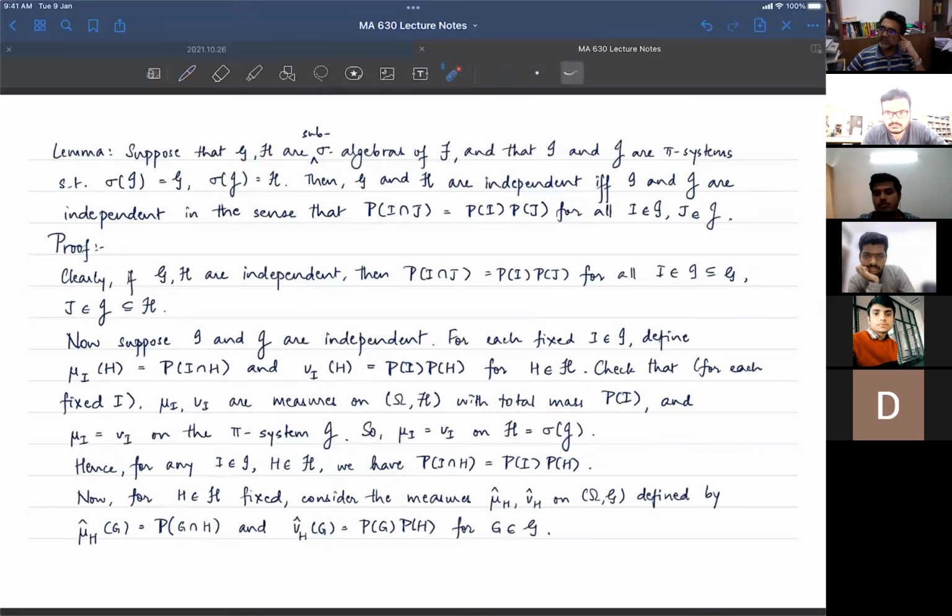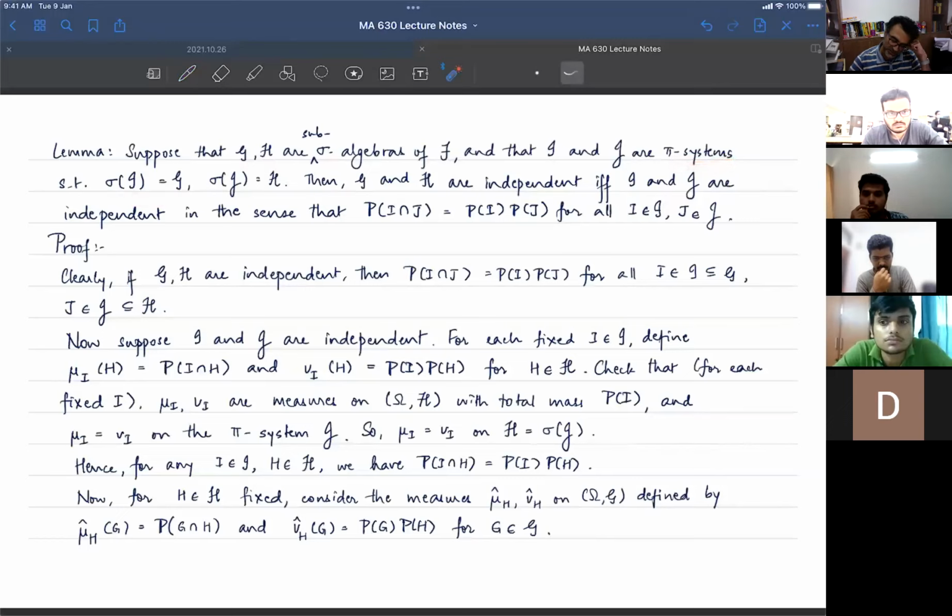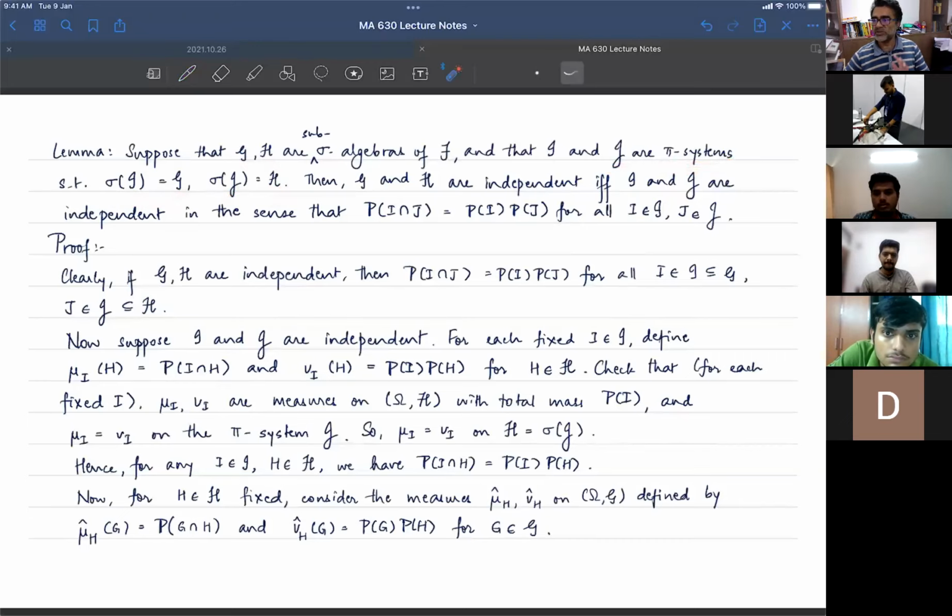Okay, but now you say, is there an easier way to do it? Do I need to check it for every set in G and every set in H, or is there an easier way? So this lemma is saying that sometimes there is an easier way. It says that suppose I is a pi system which generates the sigma algebra G, and J is a pi system that generates the sigma algebra H, and let's say I and J are independent, then you can be sure that G and H are independent. So this provides a way of checking something by doing an easier check.